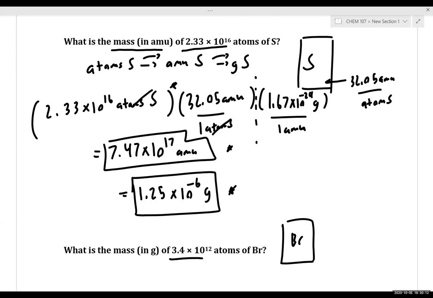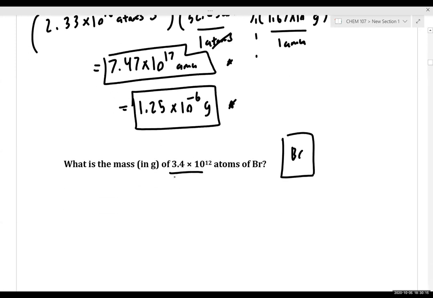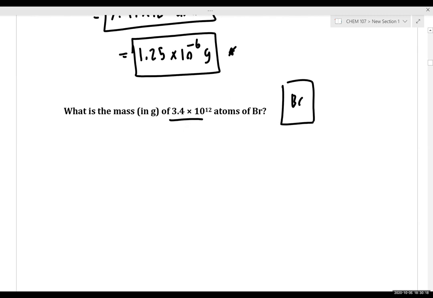In the next case, we're asked to calculate the mass in grams of 3.4 times 10 to the 12th atoms of bromine. So we're trying to go from atoms of bromine to grams. And again, we're going to go through AMU. If we look up bromine in the periodic table, what is the atomic mass of bromine? 79.904. Yep. So 79.90 AMU per atom of bromine.